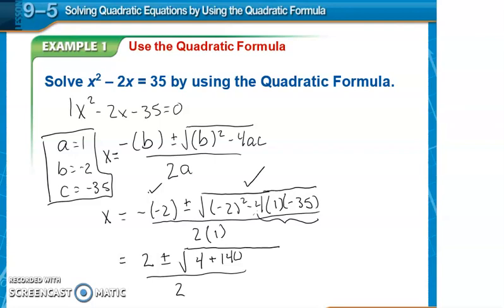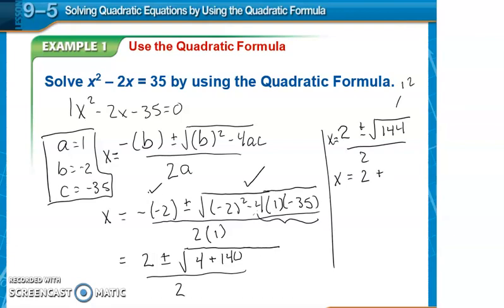So now from there, this becomes x equals 2 plus or minus the square root of 144 all over 2. So this is what that plus or minus thing means. It's just a compact way for math people to write two problems in one, conserving space. The square root of 144 is 12, so I'm going to change this to 12.